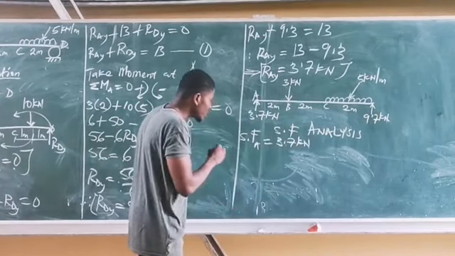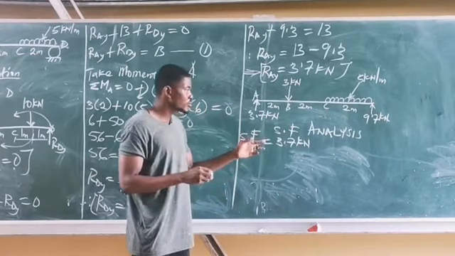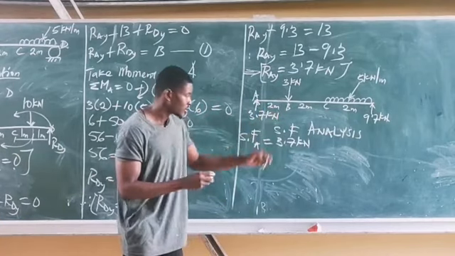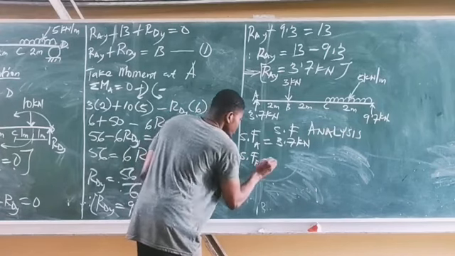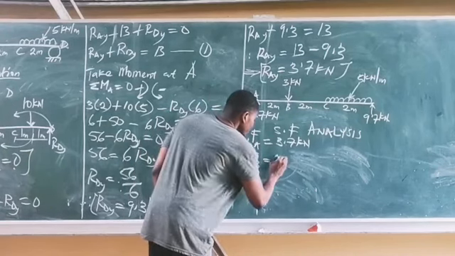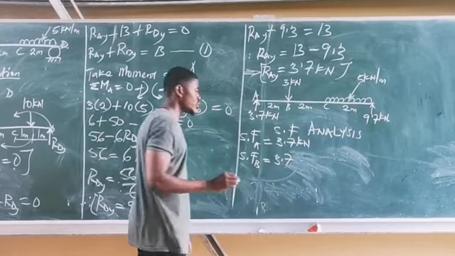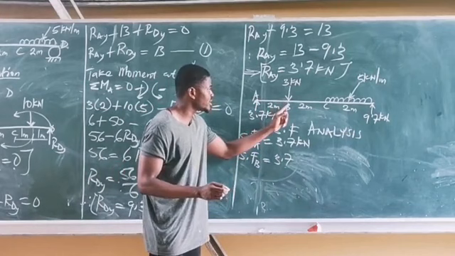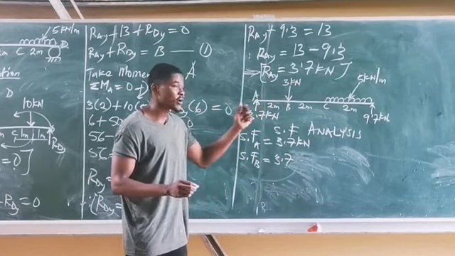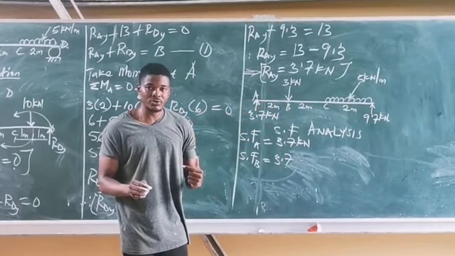Alright. This same shear force moves to point B. So shear force at point B is equal to 3.7 kilonewtons. This same shear force moves from point A to point B, and then at point B it now encounters a downward force.